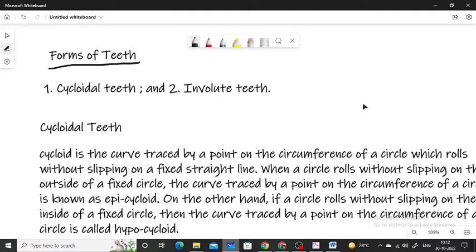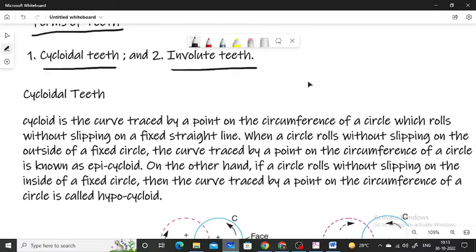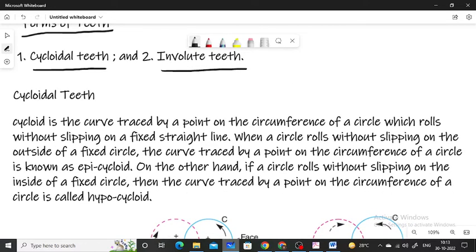In actual practice, there are two types of teeth commonly used. First is cycloidal tooth. Second is involute tooth. Okay. So what is cycloidal teeth? Cycloid is the curve traced by a point on the circumference of a circle which rolls without slipping on a fixed straight line.